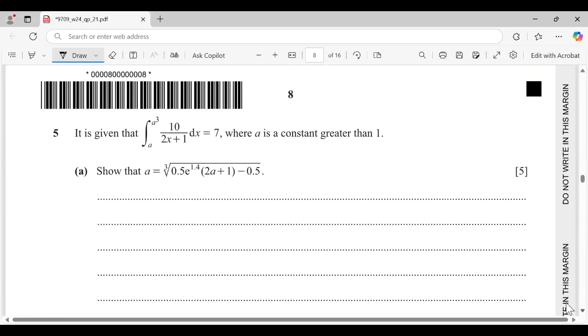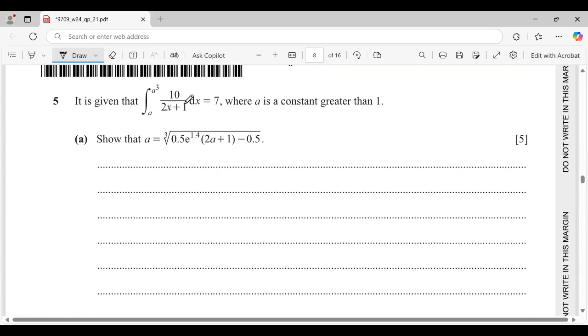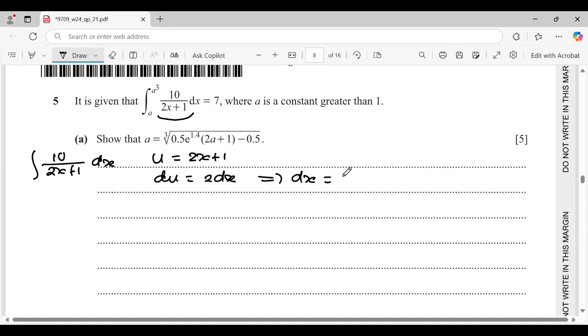Number 5. It is given that the integral from a to a cubed of 10 over 2x plus 1 dx equals 7, where a is a constant greater than 1. Show that a equals this cube root. First we evaluate the indefinite integral of 10 over 2x plus 1 dx. Let u equal 2x plus 1. So du equals 2 dx, and dx equals 1/2 du.